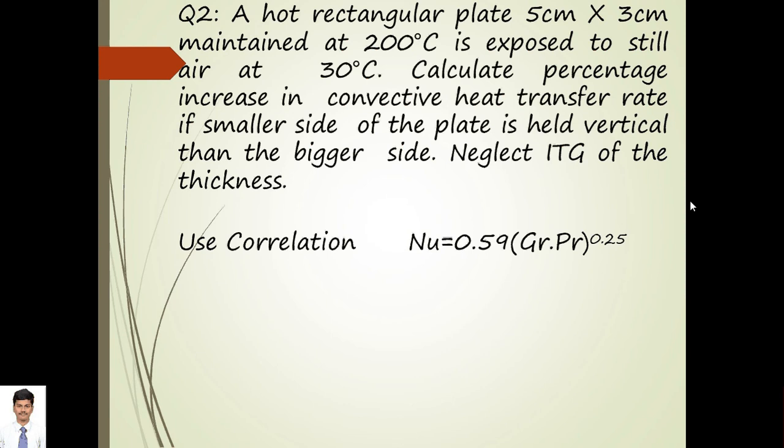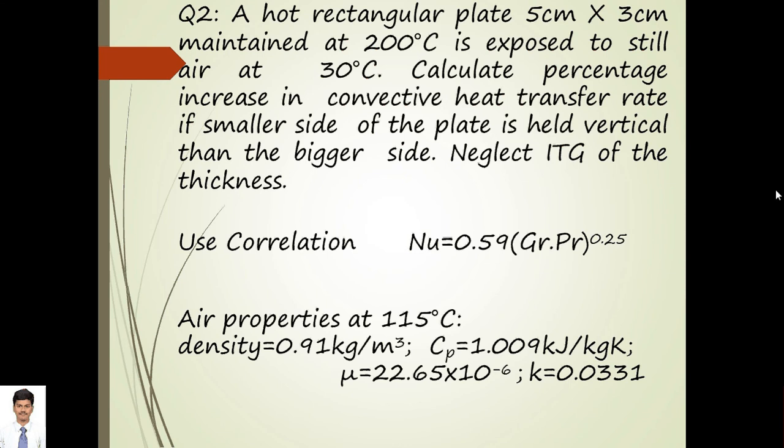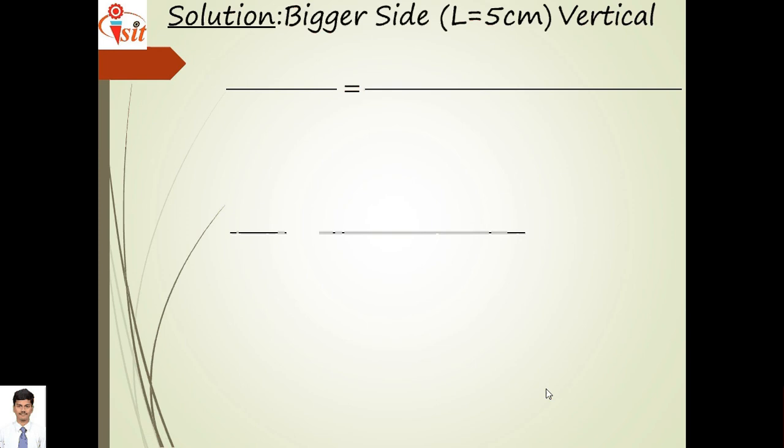So use the empirical correlation Nusselt number is equal to 0.59 (Grashof number into Prandtl number) raised to 0.25, and properties of air at 115. What is this 115? Mean film temperature, that is (200 plus 30) divided by 2. Density 0.91, Cp 1.009 kilojoule per kg Kelvin, mu is equal to 22.65 into 10 raised to minus 6 and K is 0.0331, right? So first bigger side, L is equal to 5 centimeter.